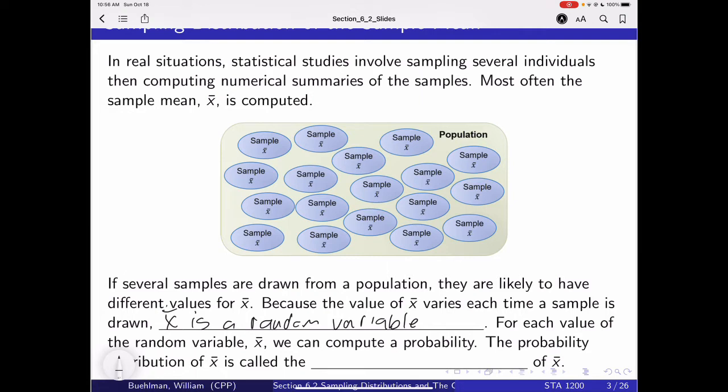For each value of the random variable X bar, we can compute a probability. The probability distribution of X bar is called the sampling distribution of X bar.